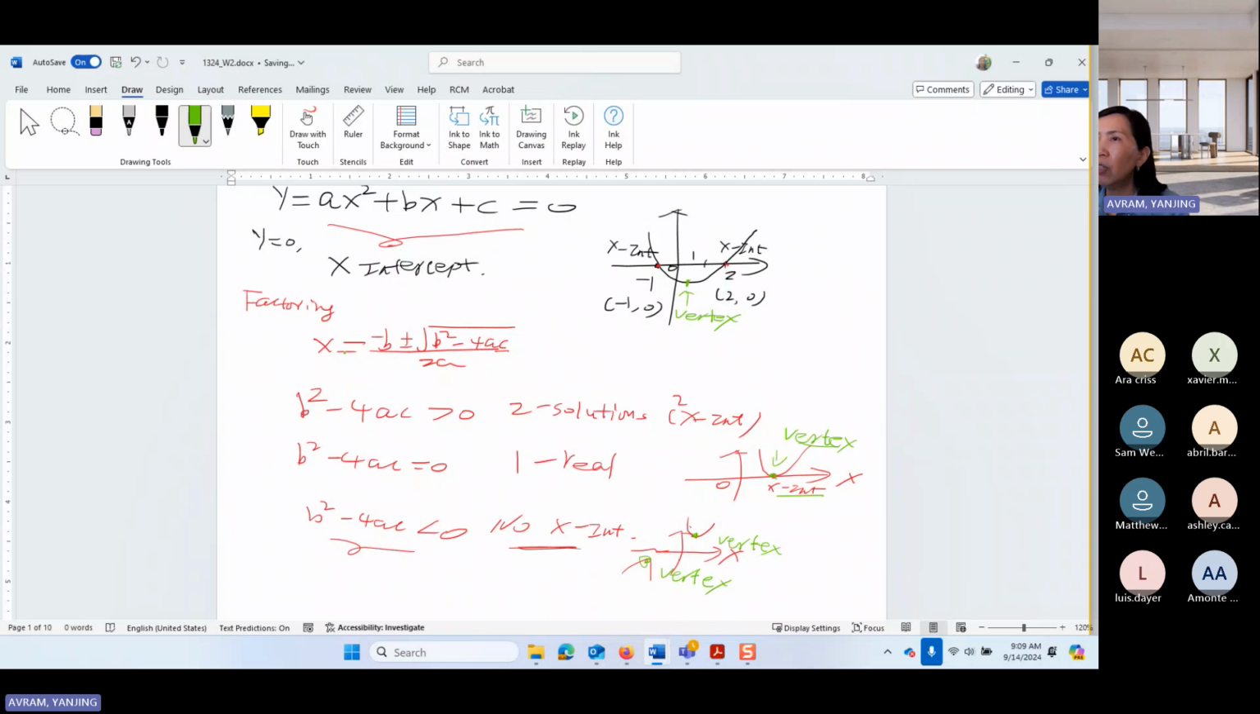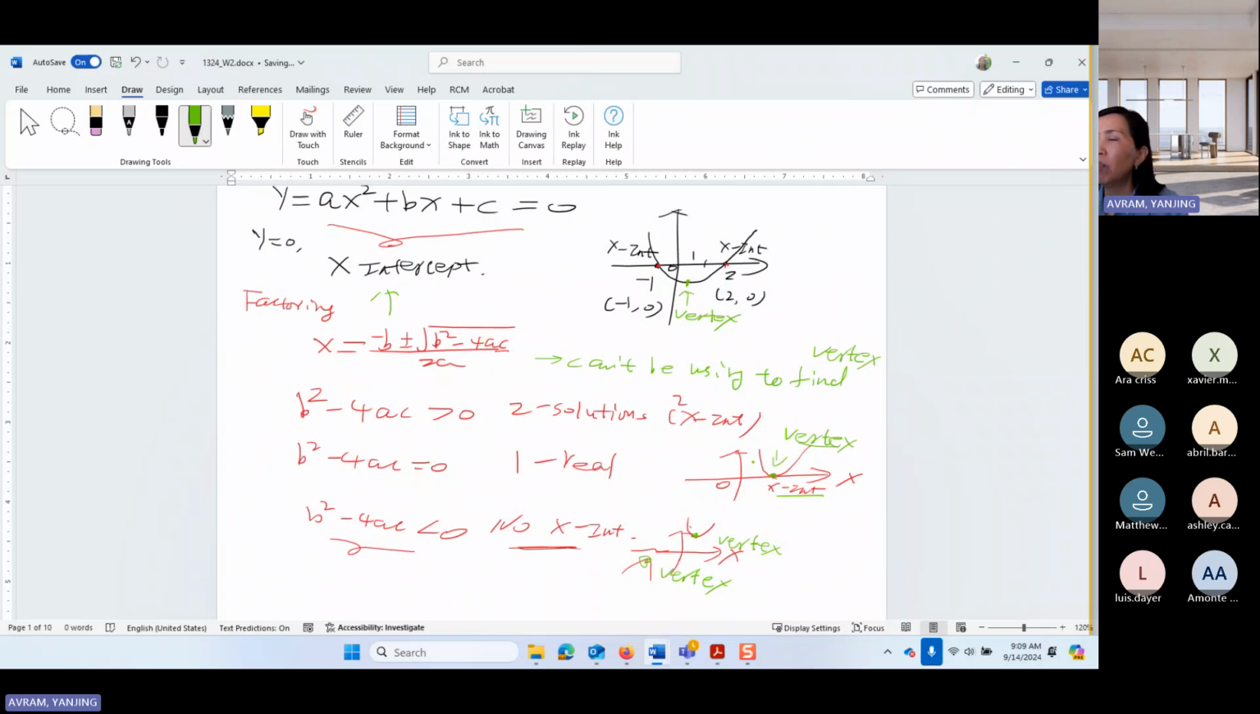You cannot use this formula to find the vertex, because this formula is finding the x-intercept. This cannot be used to find the vertex.